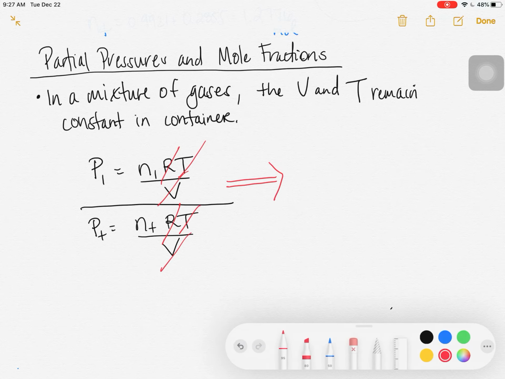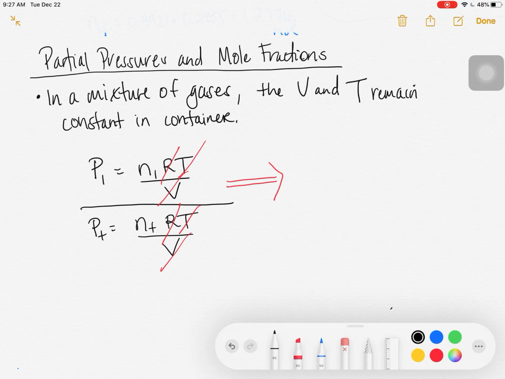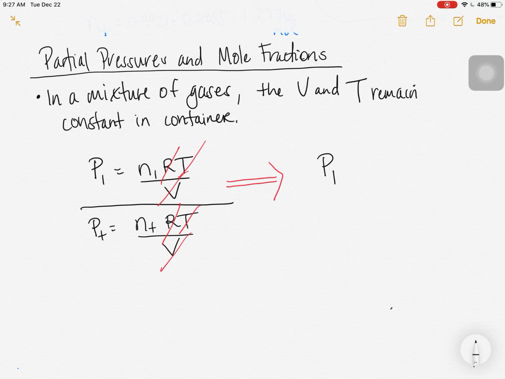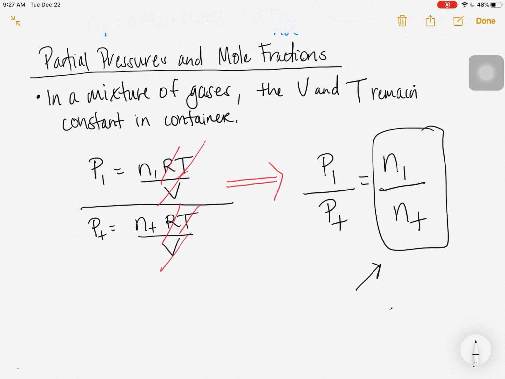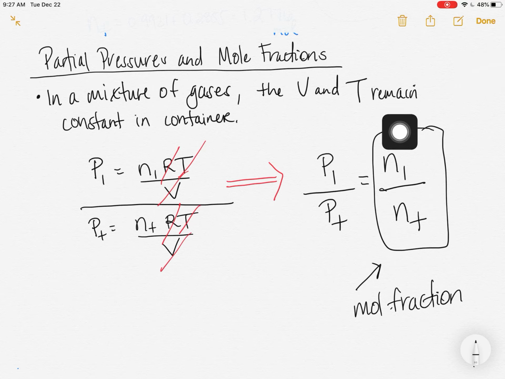It's me showing you how we end up with this formula. But there's a second formula that says this: the partial pressure of one gas in the container divided by the total pressure is equal to the moles of that gas in the container divided by the total moles. And this is what we refer to as a mole fraction, okay? And it's a mole fraction, of course, because it's the moles of one of the gases divided by the total. And that's the way you get a fraction for anything, right?